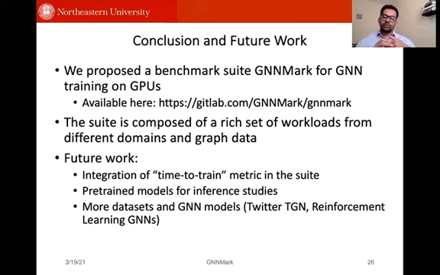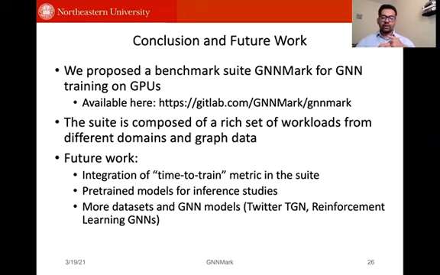So now, to conclude, in this paper, we propose a benchmark suite, GNNMark, for GNN training on GPUs. This is publicly available at this link. I encourage you to check it out and even contribute or work together. The suite is composed currently of a set of workloads, as we explained, across different domains and graph data.